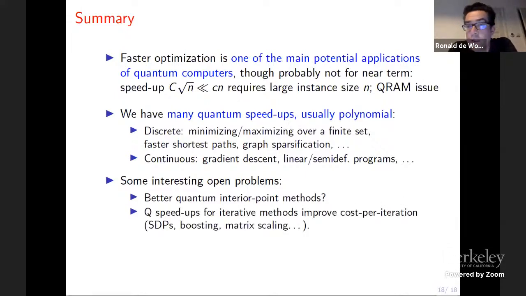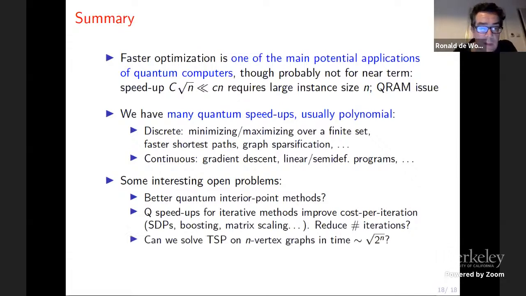If you look at quantum speedups for iterative methods, they typically improve the cost per iteration. That's true for these SDP solvers that I mentioned. It's also true for other things that I didn't mention, like quantum speedups for boosting and matrix scaling. And it would be very nice to find examples where we can also reduce the number of iterations. I'm not aware of any of those.